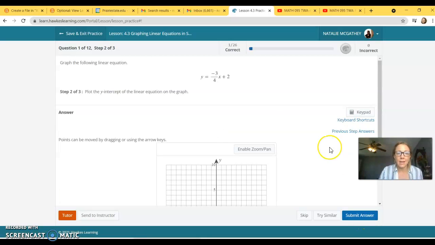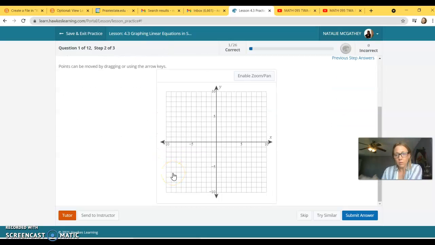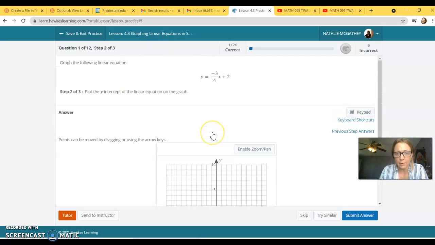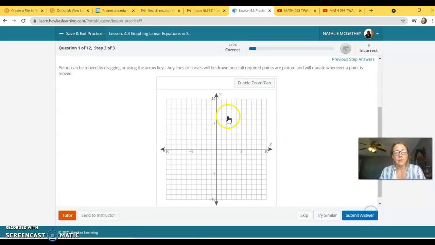Okay, the second step is going to ask me to plot the y-intercept. So I recommend draw a picture on your paper, draw your axes in, plot the points, draw your line, have a straight edge like a ruler with you. So do it on paper and then put it in the computer. So if I already drew it on paper, I'm going to put in my y-intercept. I'm just going to click right there on the graph. And then it's going to ask you to plot another point.